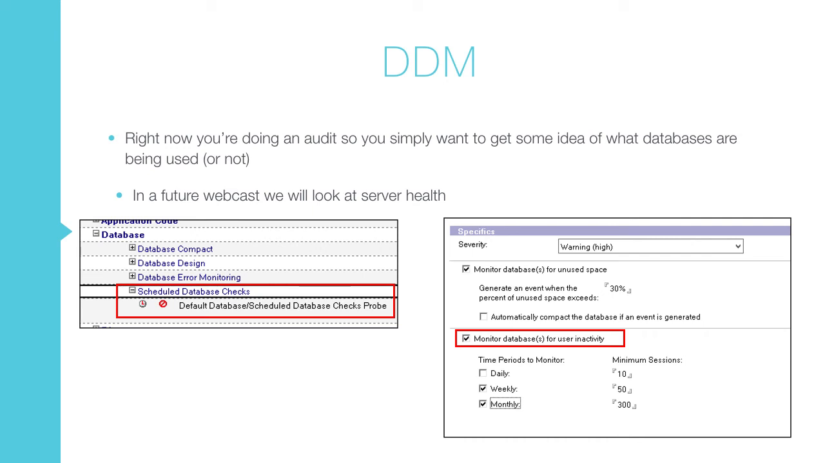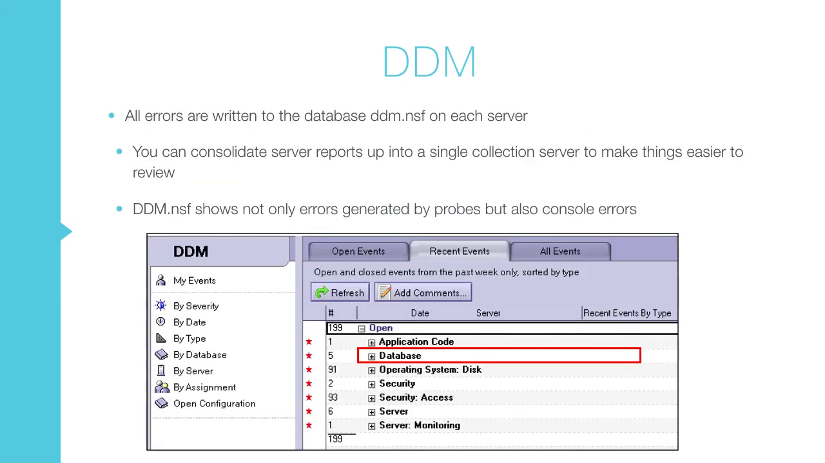In a future webcast, we're going to look at server health, which is obviously really important, but this is just our audit information. So under database, there is a probe called scheduled database checks. On the right-hand side, you can see I've opened that up and I have a setting at the bottom of that probe that says monitor databases for user inactivity. So I can say generate alert if people don't access the databases on this server for, you know, a minimum 50 sessions a week. So you can control that here and start generating alerts to tell you if databases aren't being used at all. Like I said, it's fairly simplistic compared to things like application insights, but it does give you a nice, easy way of your first cut evaluating if databases are being used.